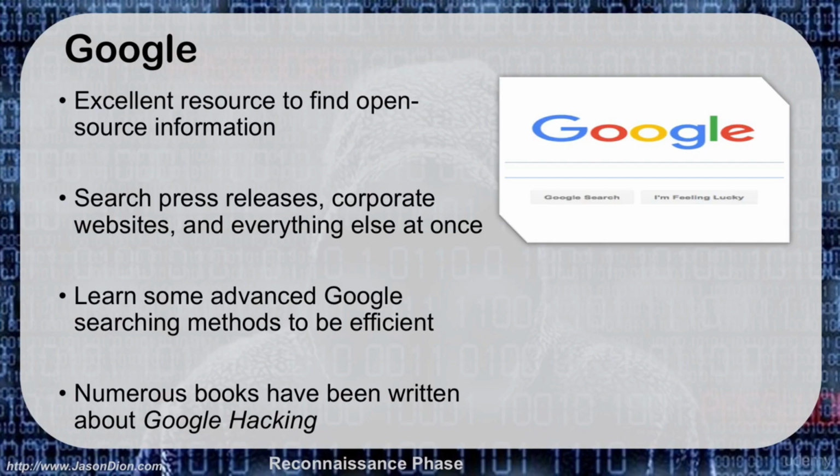Another wonderful resource we have is Google. Now I know this seems like it's obvious, but there's a lot of information on the internet that's just open source. We can use Google to search press releases, corporate websites, and everything else at once, and the way you craft your commands in Google can really help you become more efficient as you search for this information. There have been numerous books written about Google hacking, including adding things like the file types or adding or subtracting keywords, using pluses and minuses, and and/or operators. There's lots of ways to do what we call Google hacking and just getting a really good, well-crafted search so that you can find the information you want quickly.